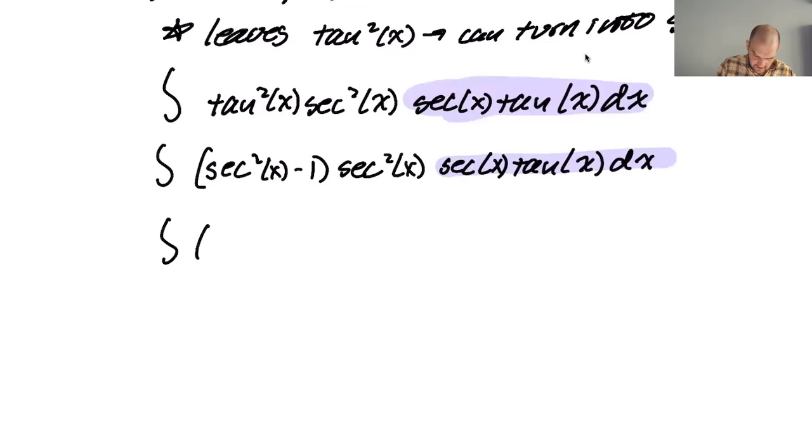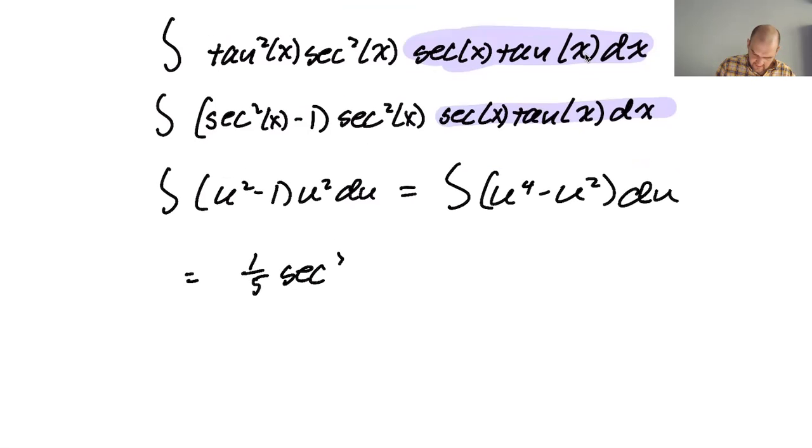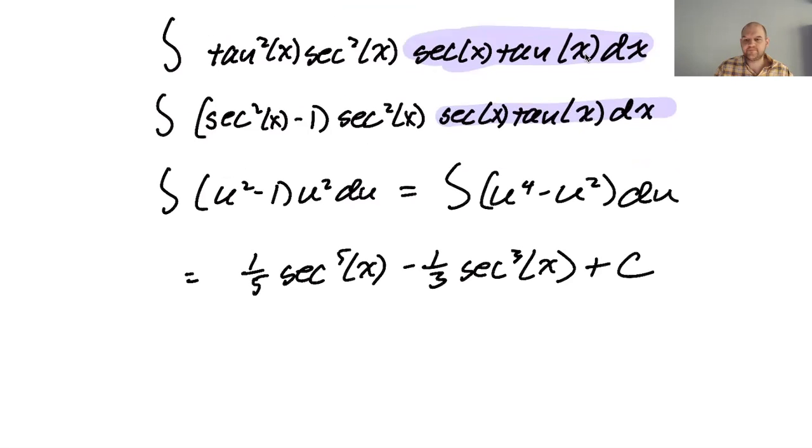All right, u substitution at this point, I think, is the way to go. So this is u squared minus 1, u squared du. So that's u to the 4th minus u squared du. So I'm going to integrate and sub at the same time. 1/5 secant to the 5th minus 1/3 secant cubed plus C. There you go.